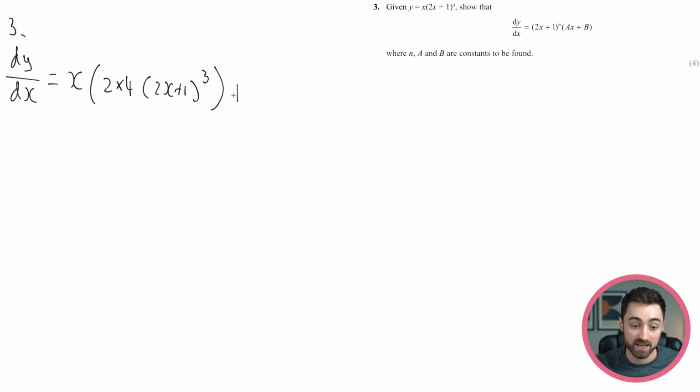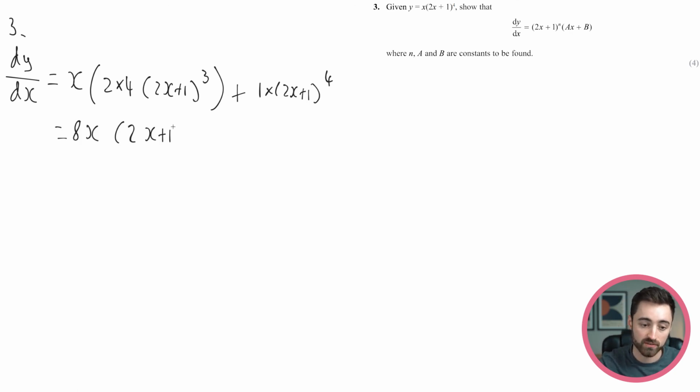And then basically we go the other way. So I've written down the x, differentiated that, so now I need to differentiate the x, so that's going to go to 1, times write down the other thing, so 1 times 2x plus 1 to the 4. That's it. Just clean it up at this point. So this is going to be 8 times x, so 8x times 2x plus 1 to the 3, plus 1, so 2x plus 1 to the 4.